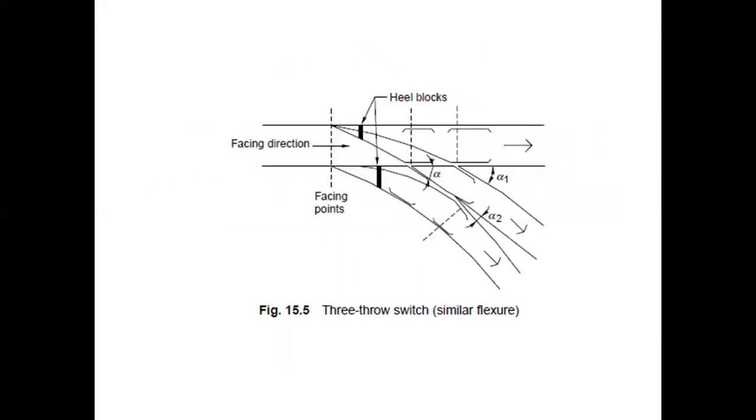Here we can observe there is a switch here. They provide a switch here for the movement of this locomotive in this direction, and they provide a switch here. So the switches have been placed at such a distance from each other that there is no derailment in this double turnout of similar flexure.